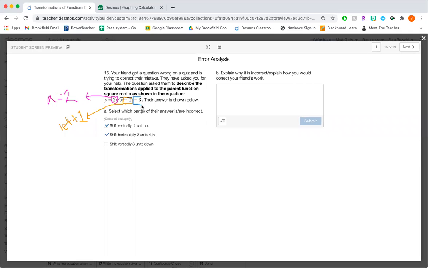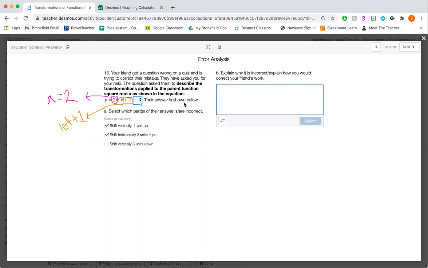Sounds like your friend might need to come to extra help, which is totally fine. -3 means vertical shift down 3. So your friend did get that right, but the first two are incorrect. So it says explain why it's incorrect, or explain how you would correct your friend's work.